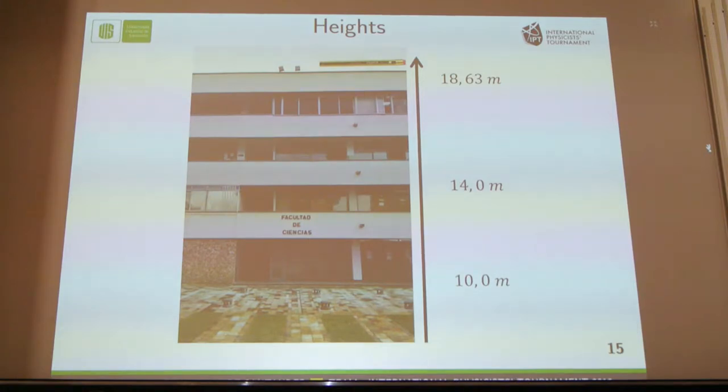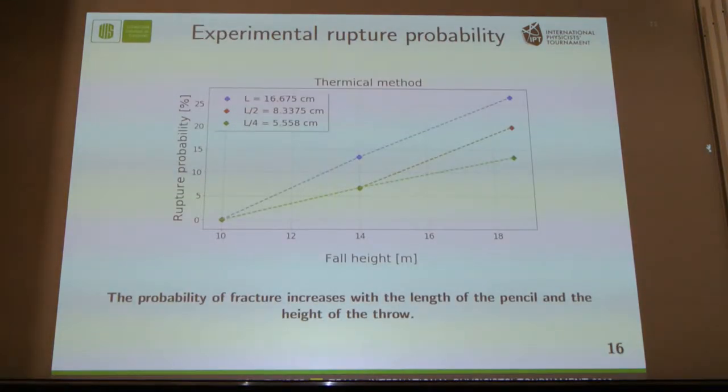What we found is that the behavior of the probability is the same. It increased with the length of the pencil and the height in the same way. But what happened, as you can see here, is that for a pencil dropped from 10 meters there is zero probability. But when we had the one from 3 meters, we also had a probability.